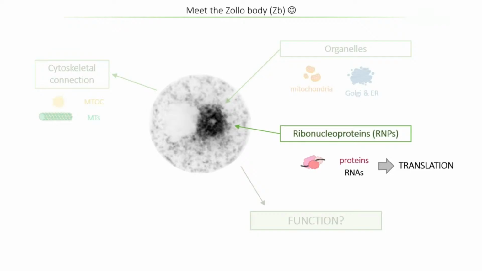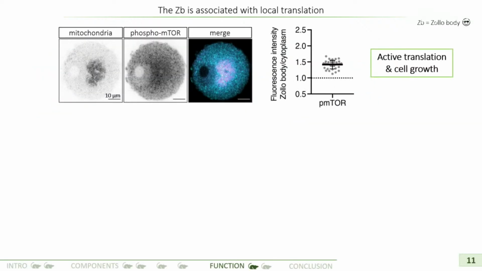So the next logical step was to check whether the function of this compartment could have to do with active translation. This seems to be the case because we have a positive staining for phosphorylated mTOR in the region of the Zollo body, which is the active form of mTOR, providing a link with cell growth and active translation, and it's quantified over here.